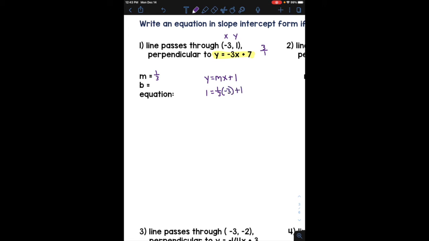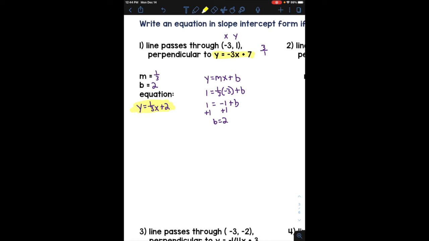I'll go ahead and multiply. 1/3 times negative 3 is negative 1. And to solve for b, we'll add 1 on both sides to get b, or our y-intercept, is 2. Once we know both our slope and y-intercept, we could write our answer, y equals 1/3 x plus 2. If we were to graph our answer on the coordinate plane, it would be perpendicular to the equation they give us in the directions.